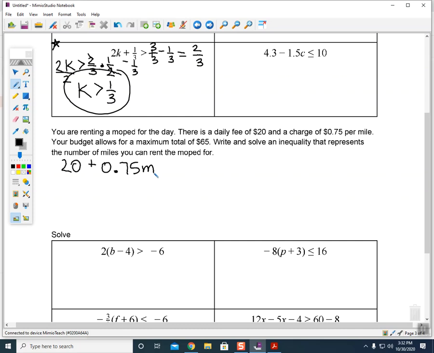My budget allows for a maximum of $65. So that means that this total, when I add this all up together, needs to be less than or equal to 65. It can't be any more than 65. And that's it. Now I'm going to solve. So I need to undo my addition or subtraction first. So I'm going to subtract 20 from both sides. Then I'm going to have 0.75 is less than or equal to 45.